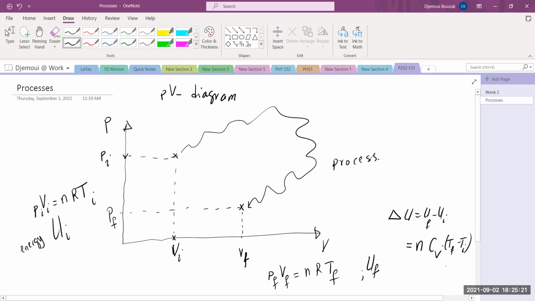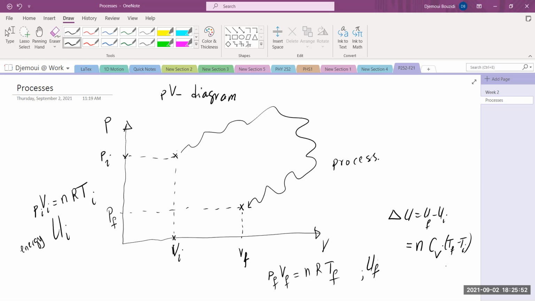Obviously, if the temperature at the end is higher than the initial temperature, the energy of the gas, of the system, must have gone up because this is a positive value. If the final temperature is less than the initial temperature, then in this case, the energy must have gone down because this number is negative. So that is what this number is. So that is what this expression is. Okay. So we have now full description of the process in terms of the energy.